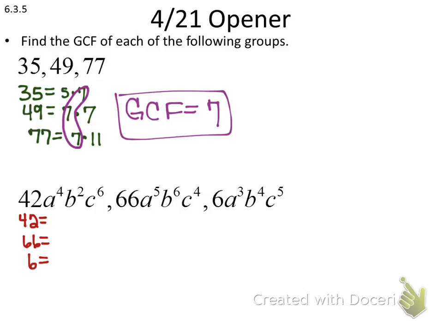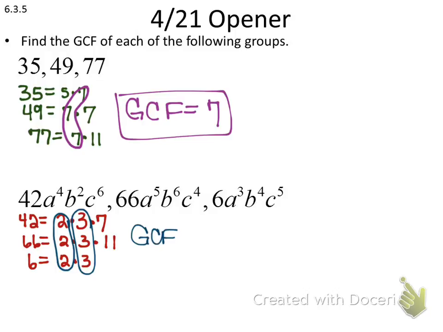So what are my prime numbers for 42? 2, 3, 7. 2 times 3 times 7. Okay, what about for 66? 2, 3, 11. So 2 times 3 times 11. And then for 6? 2, 3. So 2 times 3. Okay, what do they have in common? 2. So they have a group of 2's in common. So they share 1, 2, and they share 1, 3. So I come to the right. The greatest common factor is 6, because I'm going to take the group of 2 and multiply it by the group of 3 to get 6.